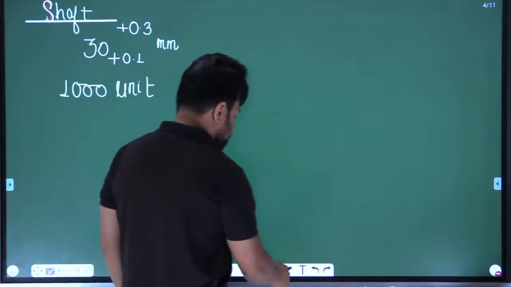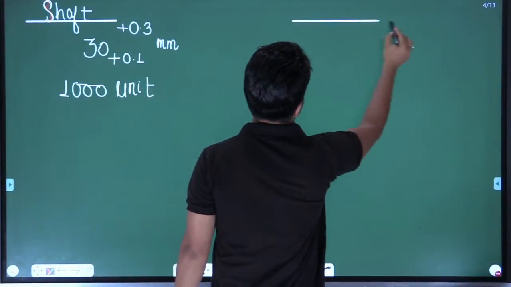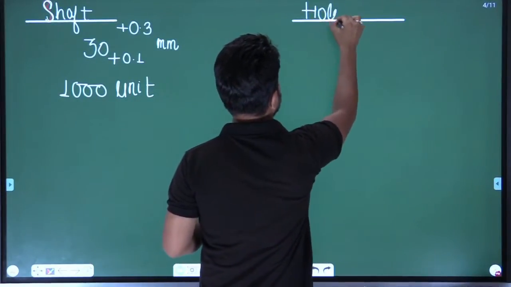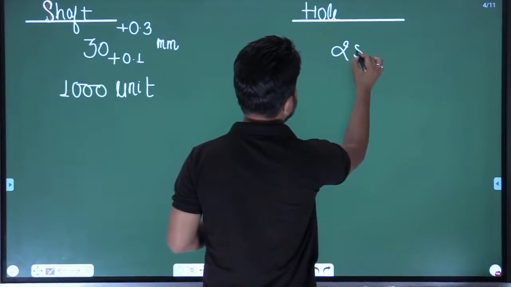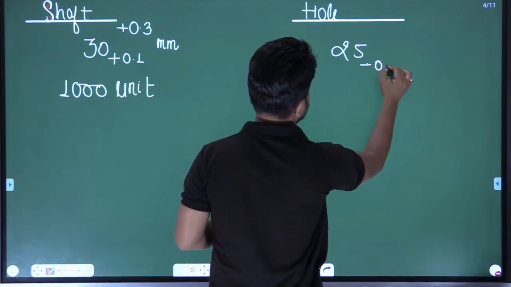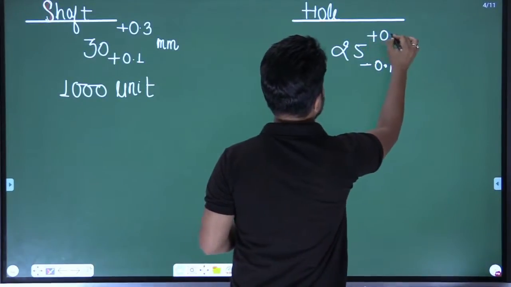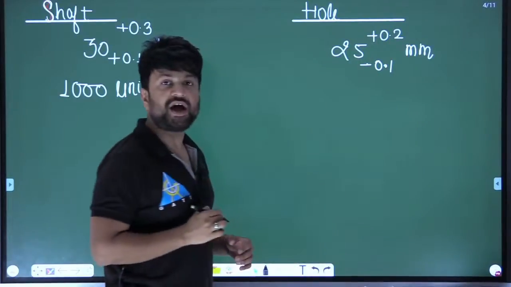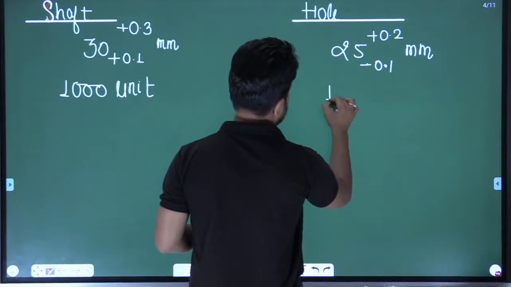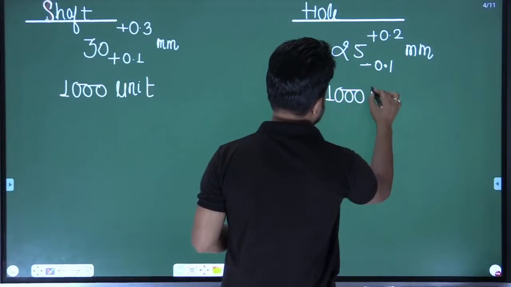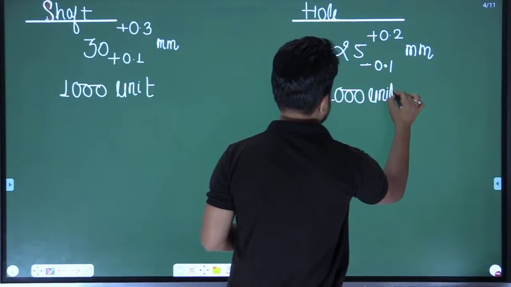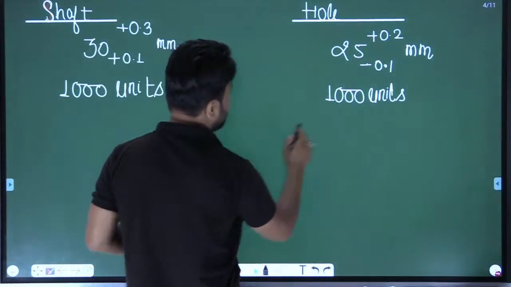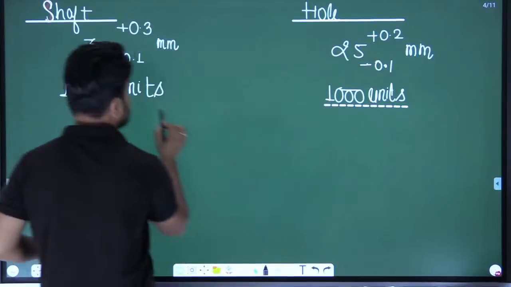Similarly, suppose there is a hole whose size is 25 minus 0.1 plus 0.2 mm. The number of units we have to produce is also 1000 units.